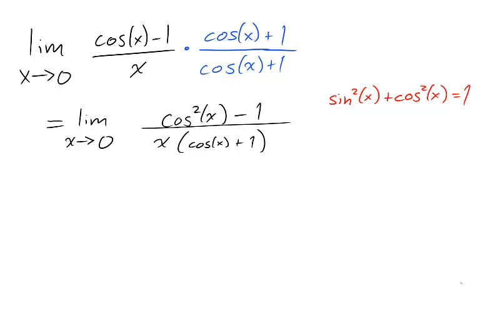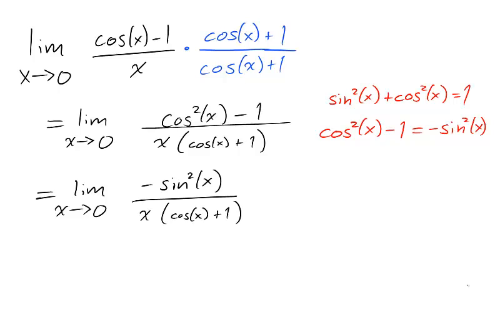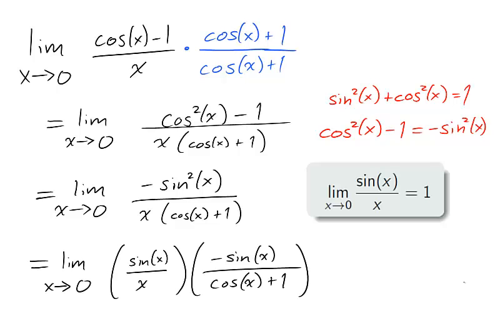I mentioned that you would need the identity that sine squared plus cosine squared equals 1. By subtracting 1 and sine squared from both sides, we see that the numerator cosine squared minus 1 is really negative sine squared. You might have gotten to this point and become stuck, but that is okay. We now need to become tricky. Separating the fraction in this way allows us to use our new identity.